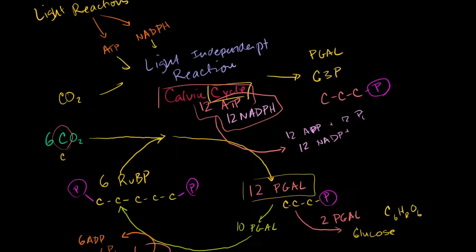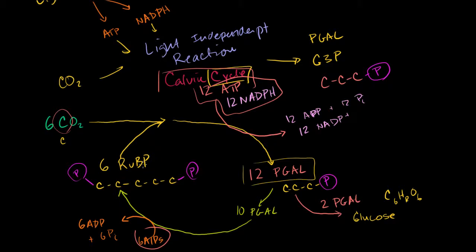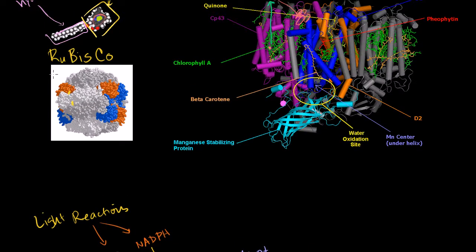I told you over here that this RuBP, this is ribulose 1,5 bisphosphate. This rubisco, this is short for ribulose 1,5 bisphosphate carboxylase. I won't write it all out. You could look it up, but it's just telling you, look, it's an enzyme that's used to react carbon and ribulose 1,5 bisphosphate.